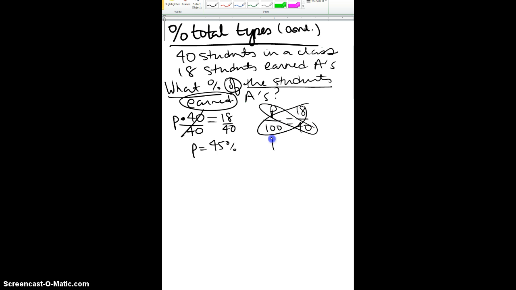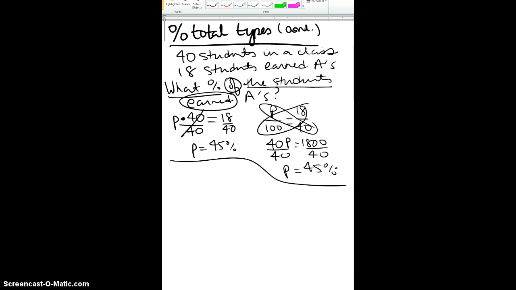Again, cross multiply. So 40p and 1800. Divide by 40. Right, and again, this time you'll get 45% without moving the decimal because you already put it over 100, so you don't have to mess with it.